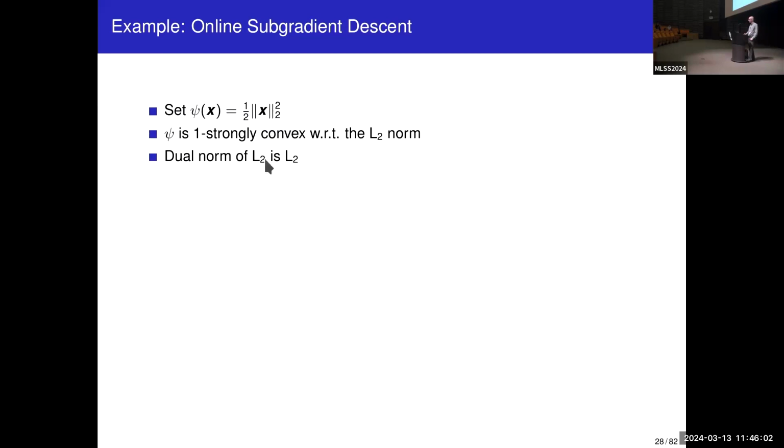And what is the dual norm of the L2 norm? It's the L2 norm. And the other thing that we need is to calculate the Bregman divergence. So the Bregman divergence is psi of the first minus psi of the second minus the gradient of psi at the second, times first minus second. This is exactly equal to 1/2 the L2 norm of x minus y, squared.